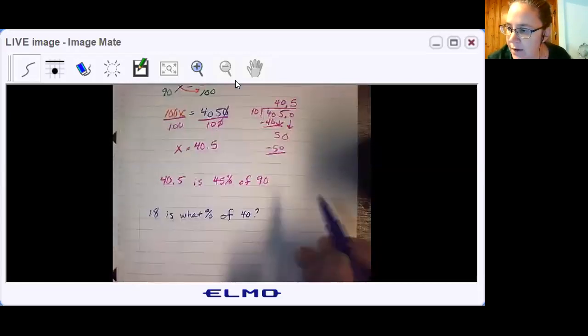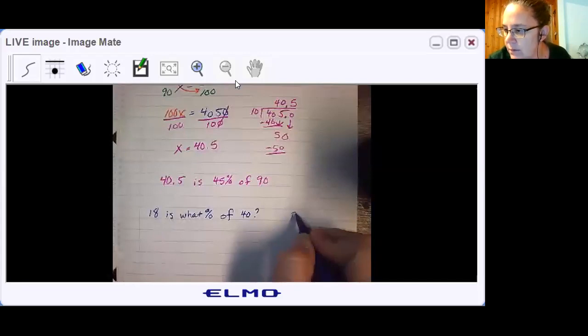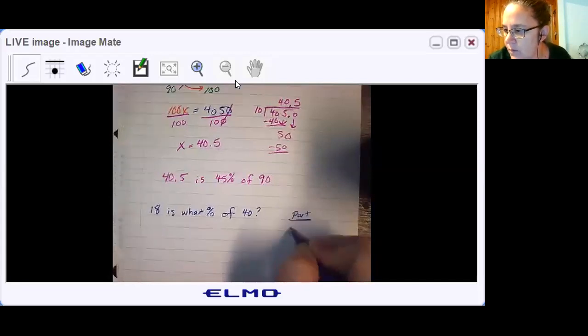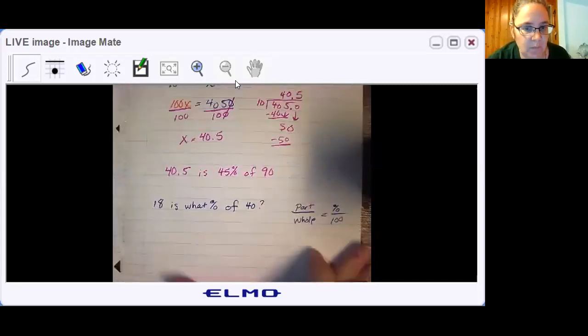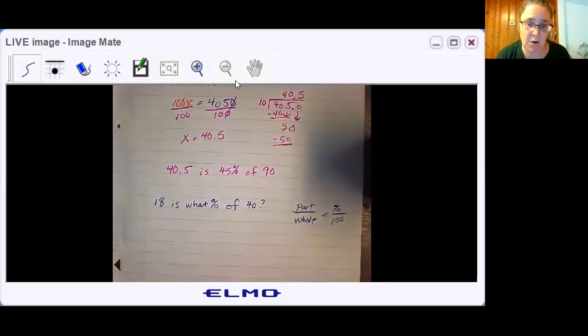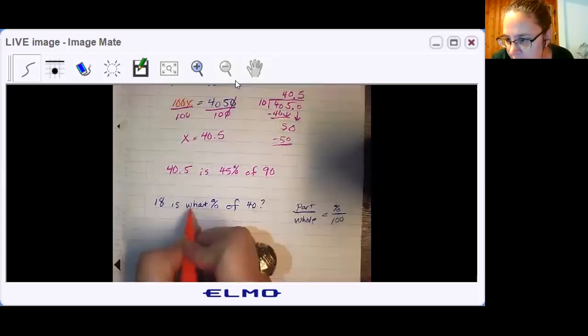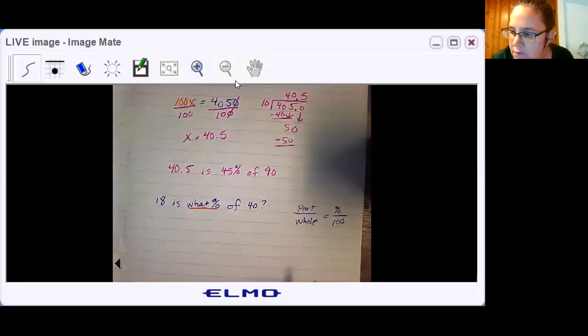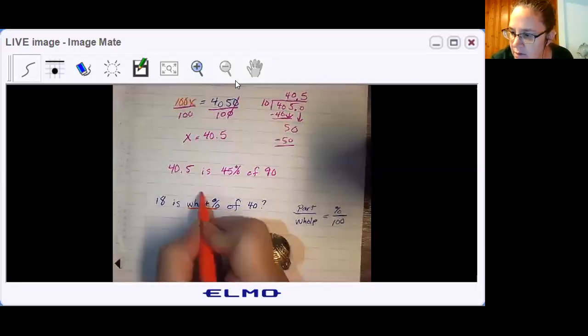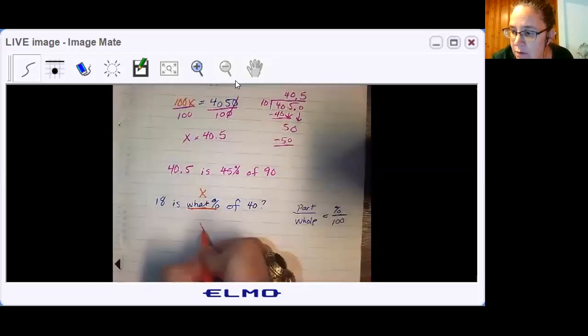We know what we're going to fill out. We are going to fill out the part over the whole equals the percent over 100. That's what we know we're going to fill out. But we have to identify what's my part, what's my whole, which piece goes where. Well, first let's find where the variable is. The variable is always where the word "what" is, or where the question mark is. So that's the X. So that tells me I don't know my percent and I'm looking for it.